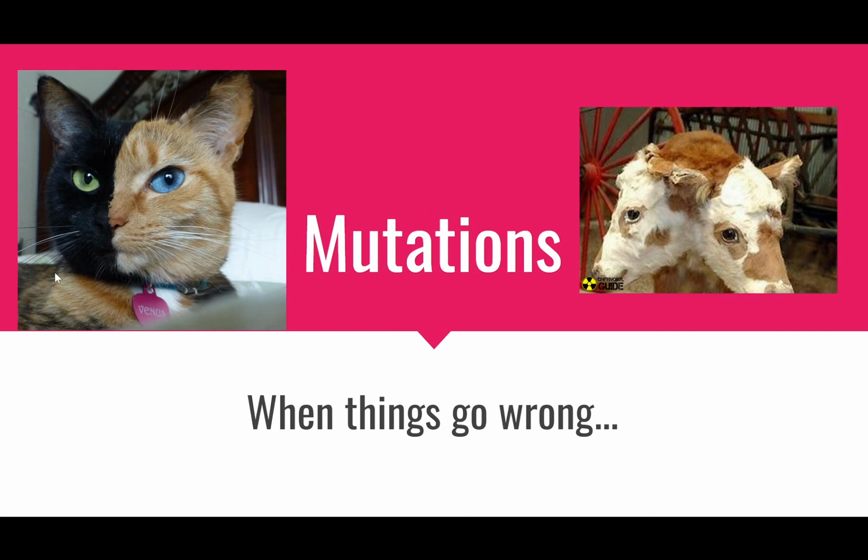For example, this cat over here is what we call a chimera. And so the DNA actually in the two halves of its body are totally different. So it's almost like two individuals have been kind of smushed together to make one cat, which is why they are called chimeras. And then this is a bit more dangerous, I guess you could say.